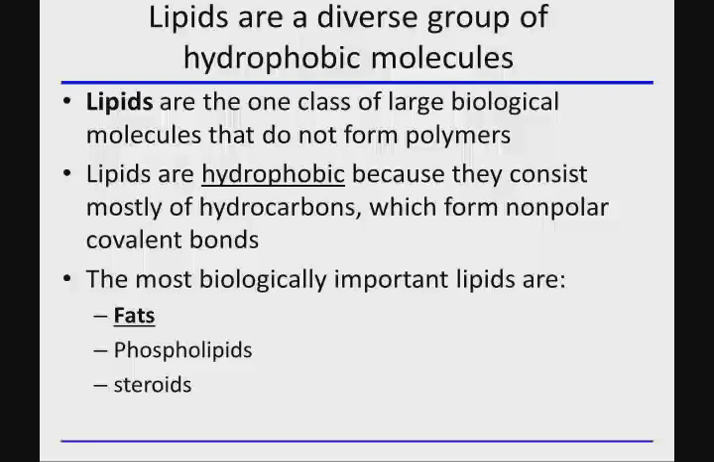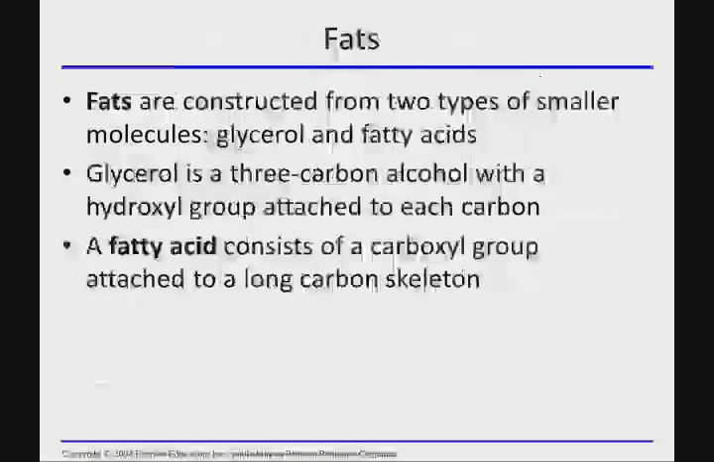Now we're going to address three different types of lipids: fats, phospholipids, and steroids. So fats are built from two types of smaller molecules. It's not a polymer, but we're still using this idea of having parts around that we can assemble and disassemble. And those two types are glycerol and fatty acids. So a glycerol is a 3-carbon alcohol, so the OH group is also called an alcohol group, that hydroxyl group attached to each carbon. And a fatty acid then is a long hydrocarbon with a carboxylic acid on the end. So again, go back, review your functional groups.